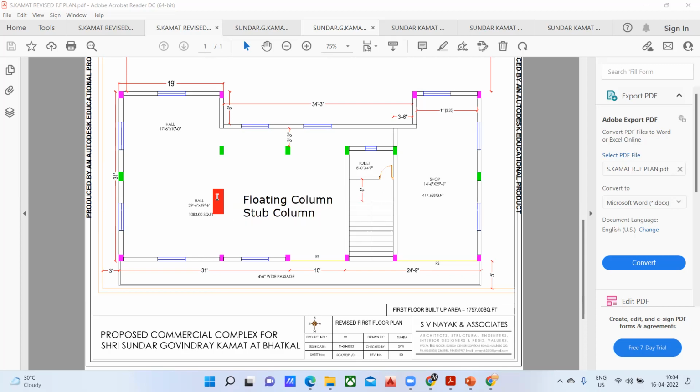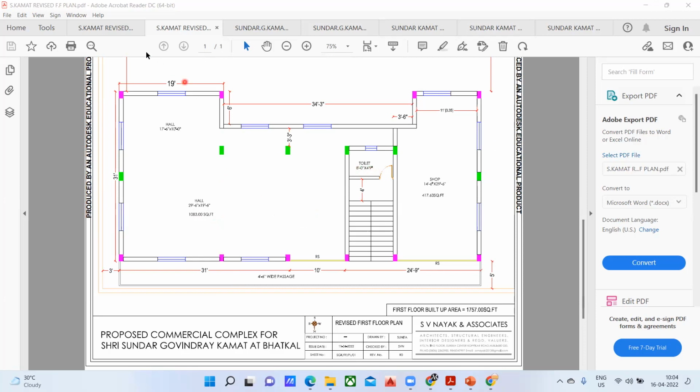Here, this column will not have any foundation. It will be just resting on the beams which are given here. You have to give a beam here, and over the beam this column will be coming. Hence it is called a floating column. Since it doesn't have a foundation, since it is floating, we call it a floating column, and some people call this a stub column. So this was all about the plan I have taken. I hope up to here your concepts are clear.